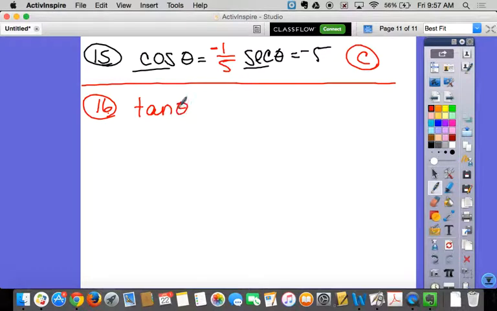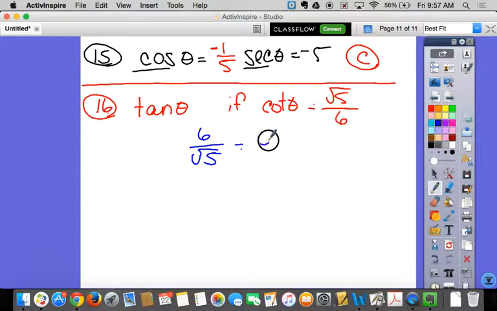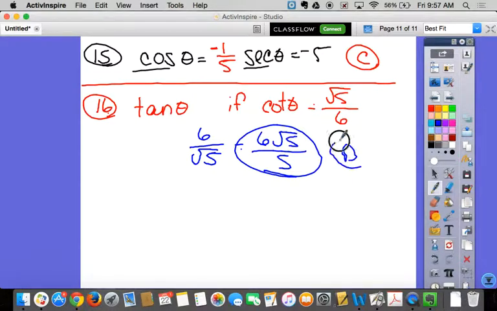Okay, so tangent if cotangent is square root of 5 over 6. So again, you've got to know reciprocals. When you turn that thing upside down, you've got to know, okay, that's going to be 6 over square root of 5, rationalize it, and you're done. Most of you probably rationalize it in your head. So option D for number 16.